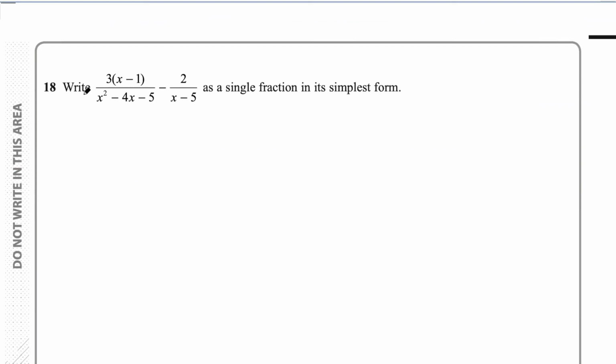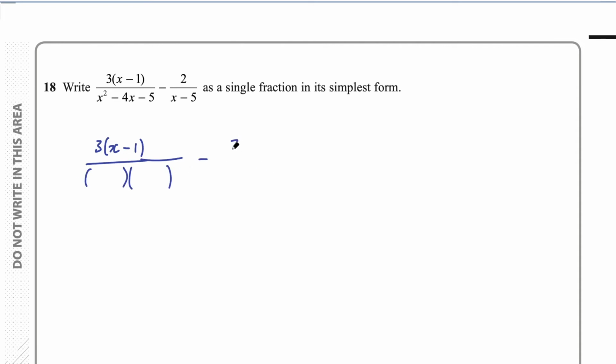Question 18 says write 3 over x take 1 over x squared take 4x take 5, subtract 2 over x take 5 as a single fraction in its simplest form. Right, okay, so the first thing I want to do here is to factorize this denominator, because if I want to combine these two fractions, I need a common denominator. So I need to know what to multiply this x minus 5 by. So let me start off by trying to factorize that quadratic there into 2 brackets.